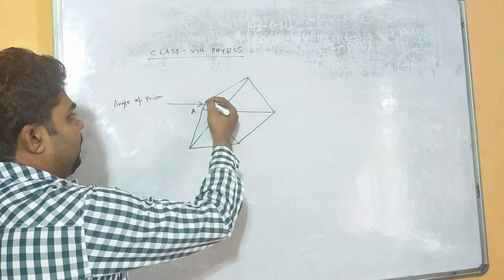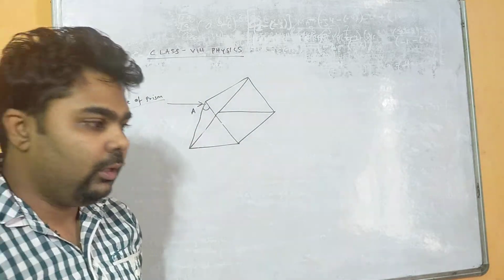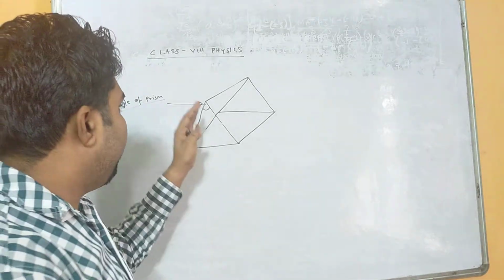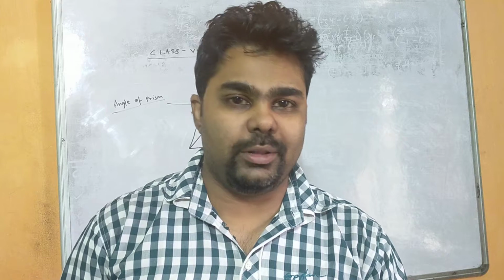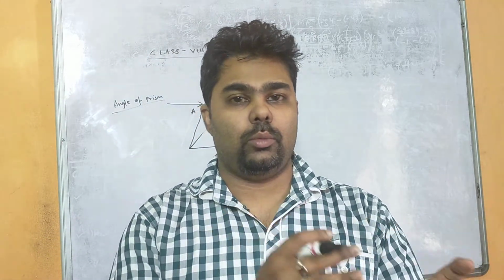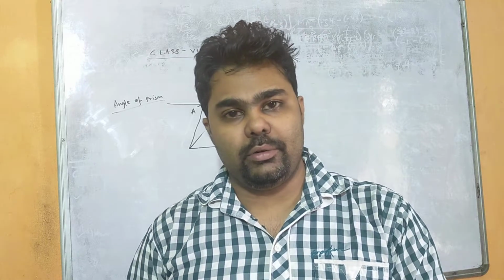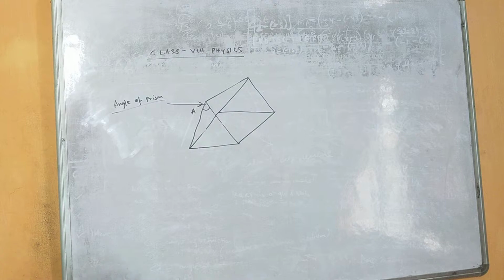So the angle subtended between two refracting surfaces is called the angle of prism. Now we'll see how light gets bent when it passes through a transparent material, that is, through a prism, and which one is the emergent ray and which one is the angle of refraction. So here is the topic.